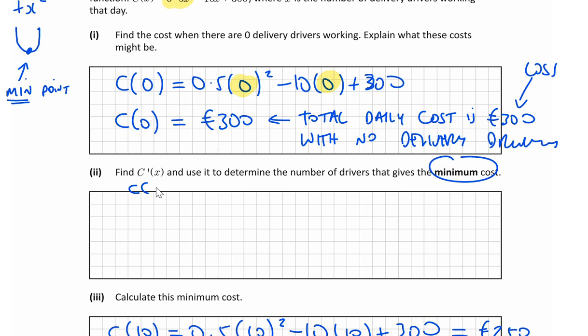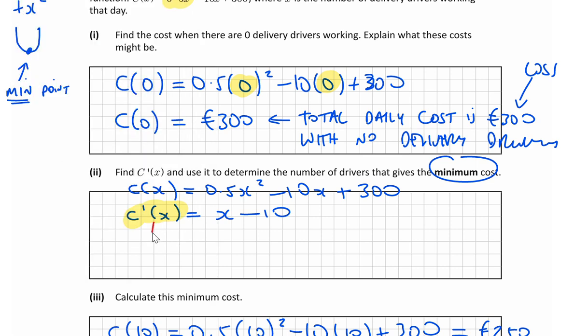Remember, this is all the same kind of thing. We already know our C of x is equal to 0.5x squared minus 10x plus 300. When we differentiate that, we get just 1x minus 10. So that's it, done. Absolutely done. I hope you know how to differentiate. But of course, the key thing here is you're after finding the slope finder.